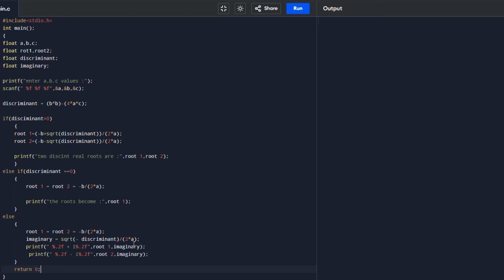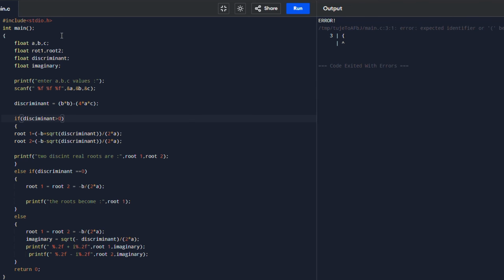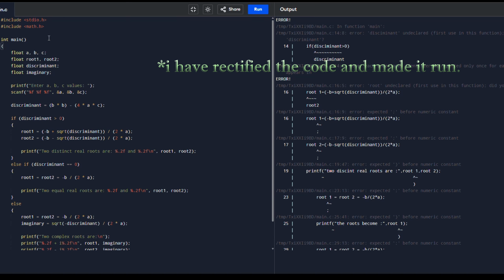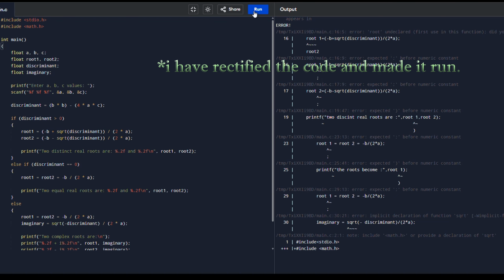Now let us check if any mistakes are there or not. Hash include stdio.h, correct. Now let us run it. It is saying third line. Sorry, here we have closed it. That is the error. Now this becomes our code. We hadn't entered hash include, so I have modified it. All the errors are rectified here. Now let us run it.